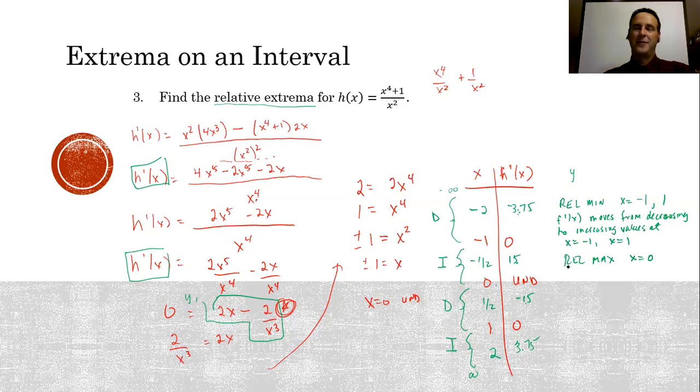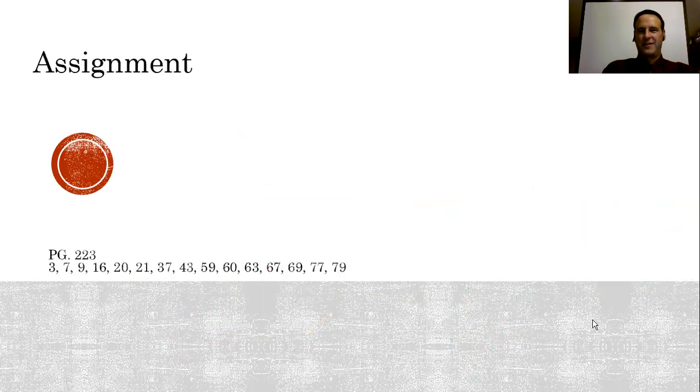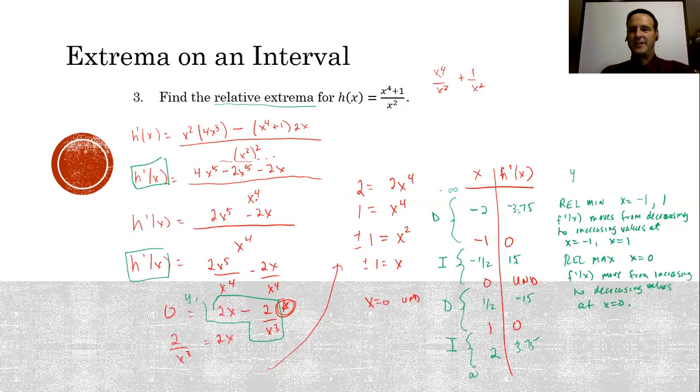Okay, and then for relative max, the reverse happens. Okay, for f prime of x, we move from increasing to decreasing values at x equals 0. Oh, sorry. Okay, so that's how that finishes.